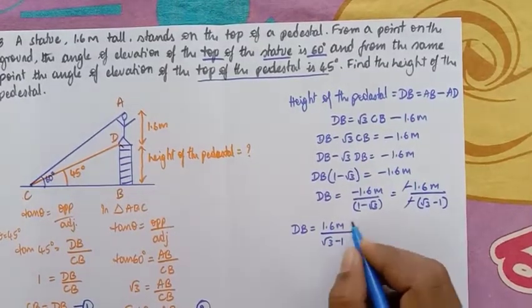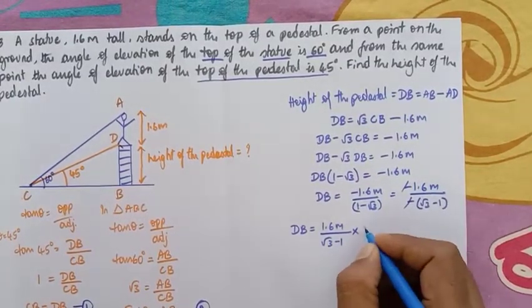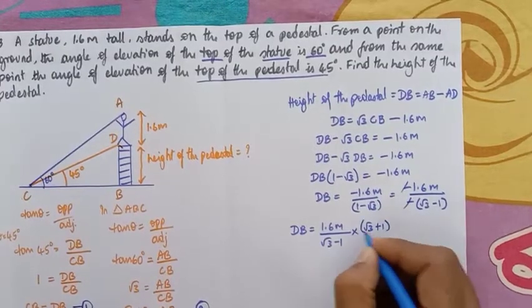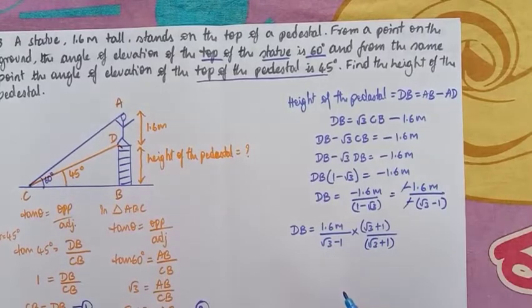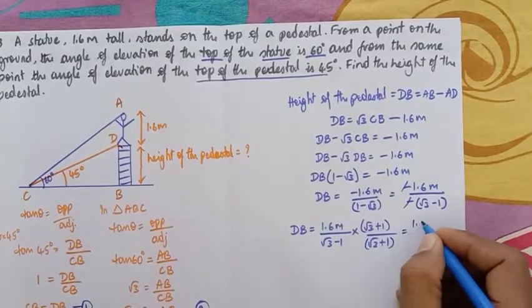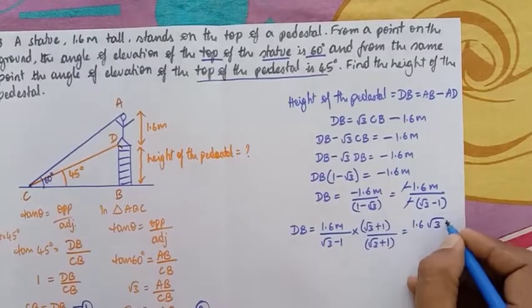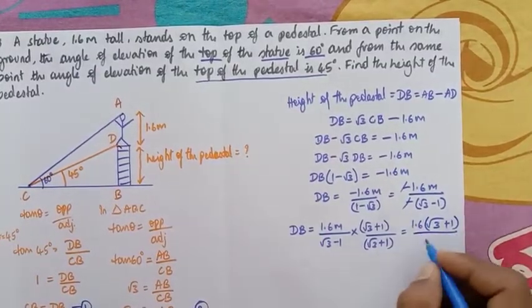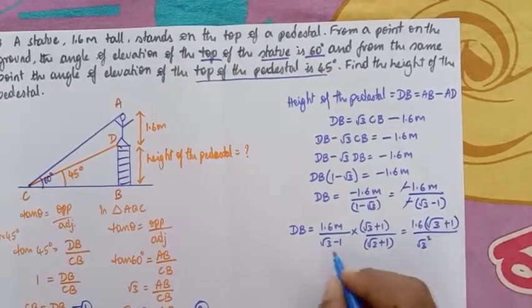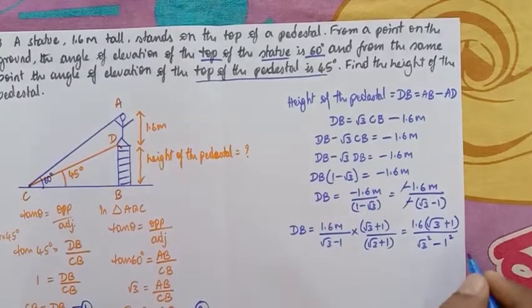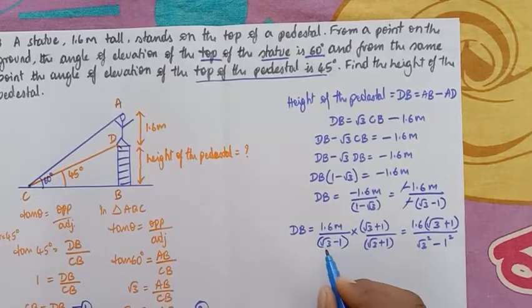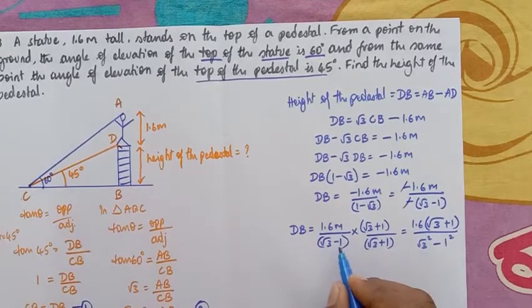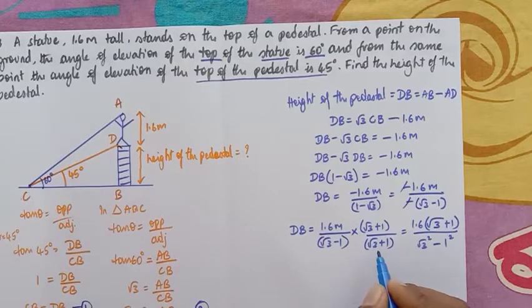By rationalizing the denominator, I will multiply by root 3 plus 1 over root 3 plus 1. So this will be equal to 1.6 into root 3 plus 1, and in the denominator root 3 square minus 1 square. How? Root 3 minus 1 into root 3 plus 1 is of the form a minus b into a plus b, which equals a square minus b square.